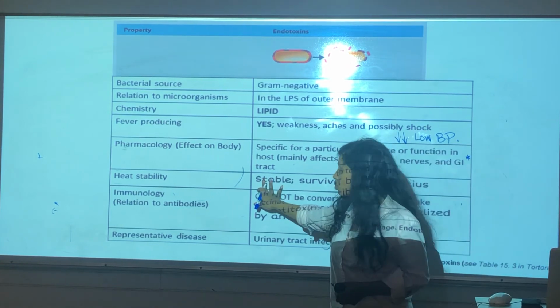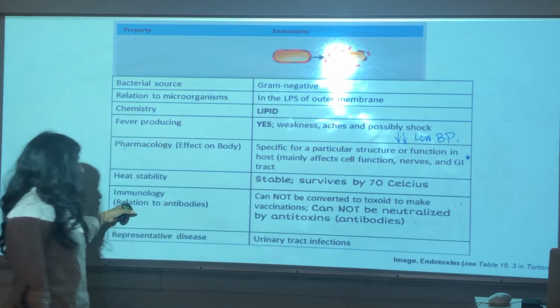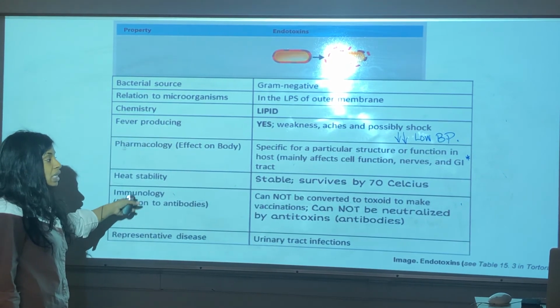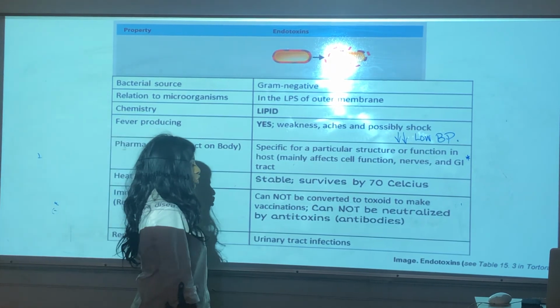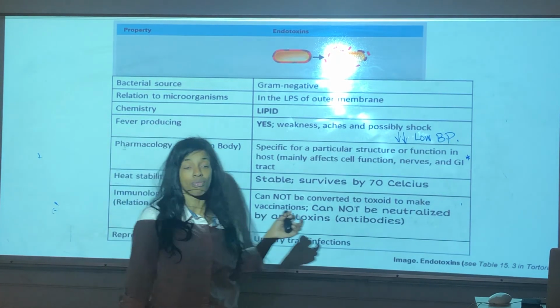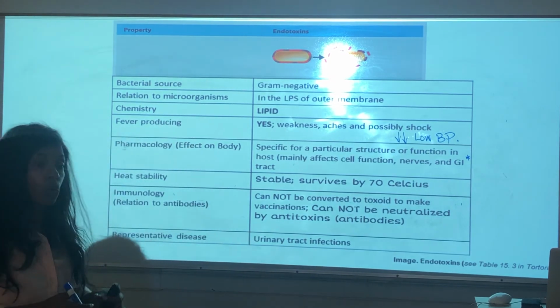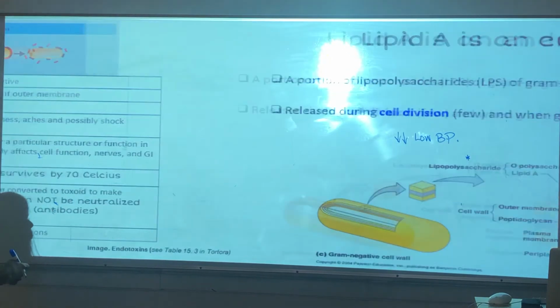They're much more stable in heat, and in regards to immunology, your body cannot neutralize them. Naturally, your body does not make antitoxins to neutralize them. That means once they're released, they have a greater effect, and they have to get out of the body in some way. There are no antibodies that your body naturally makes in order to protect itself.